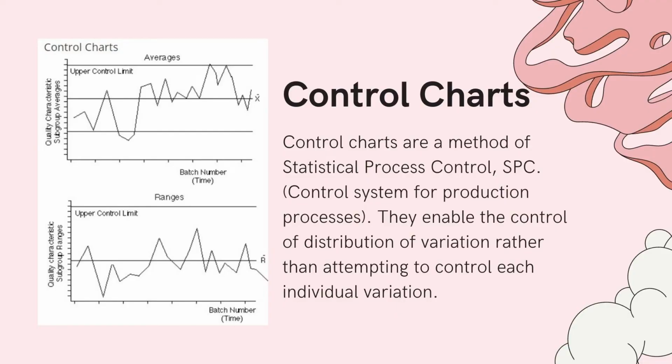Control charts. Control charts are a method of statistical process control, SPC, control system for production processes. They enable the control of distribution of variation rather than attempting to control each individual variation. Upper and lower control and tolerance limits are calculated for a process, and sample measures are regularly plotted about a central line between the two sets of limits.